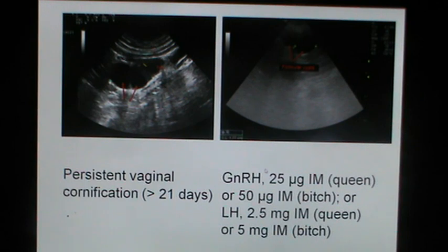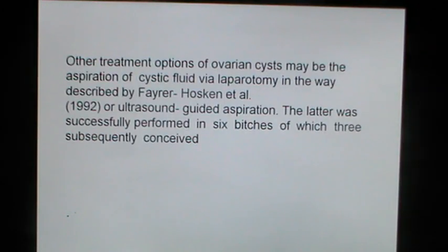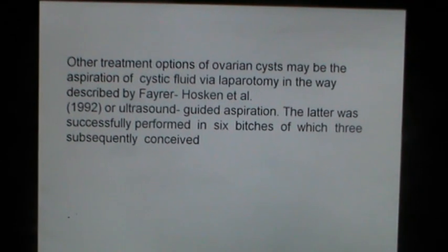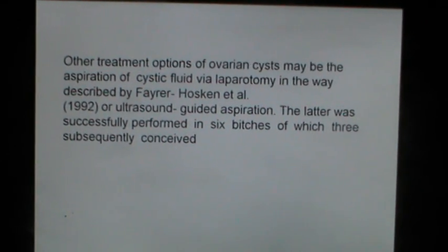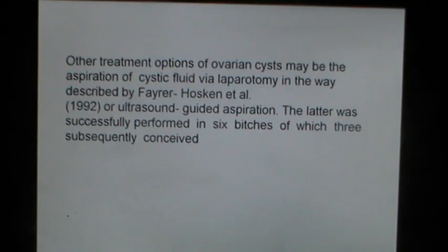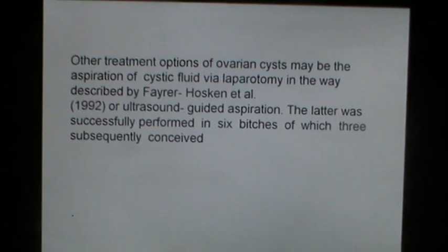The administration of GnRH, 25 microgram intramuscular, has been suggested for the queen and 50 microgram intramuscular for the bitch, or luteinizing hormone, 2.5 milligram for the queen and 5 milligram for the bitch. Other treatment options for ovarian cysts may be the aspiration of cystic fluid via laparotomy or ultrasound-guided aspiration. The latter was successfully performed in 6 bitches, of which 3 subsequently conceived.